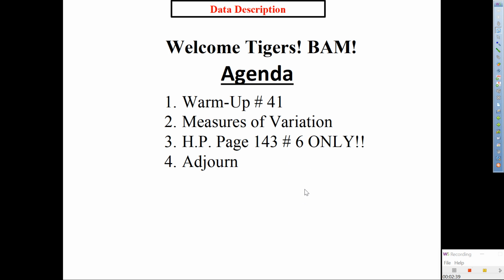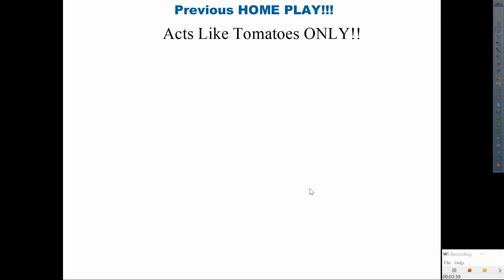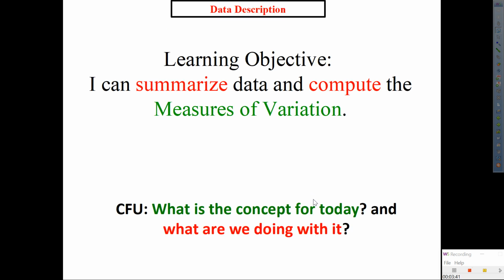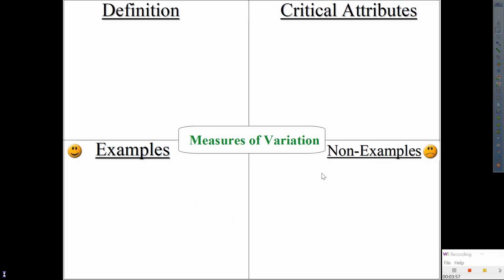We good? All right, so yesterday went well. Home plate for today, get your Cornell notes ready. You don't need a prayer model. So our objective for today: I can summarize and compute the measures of variation. We've been working on this already for a bit, right? We don't need a prayer model because we already have it. But remind your neighbor, what are the 3 measures of variation, please?